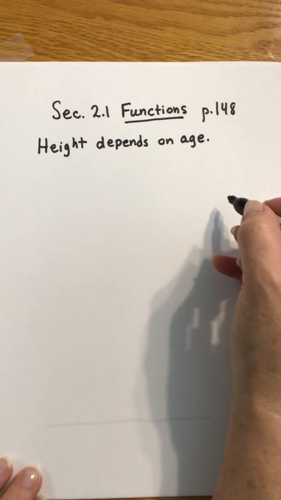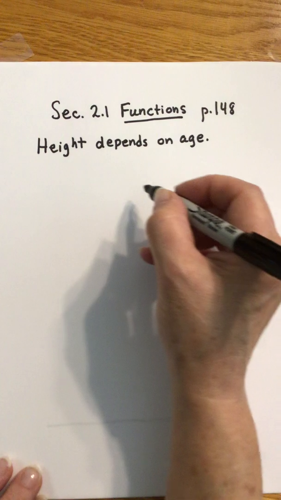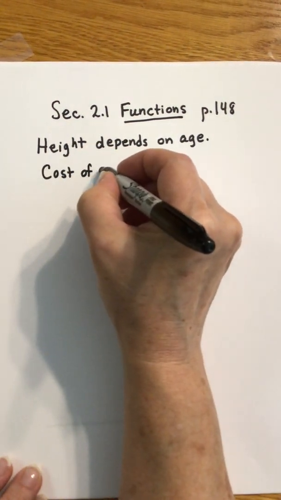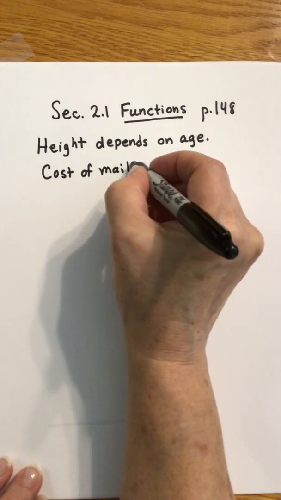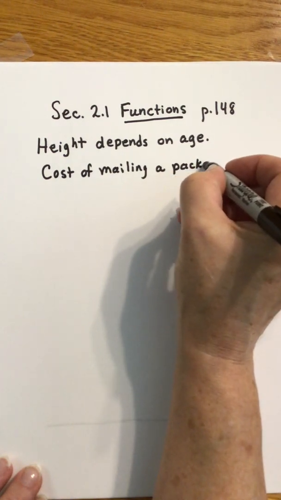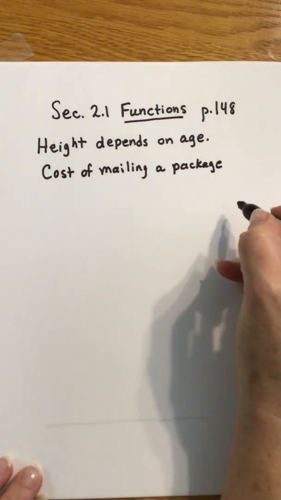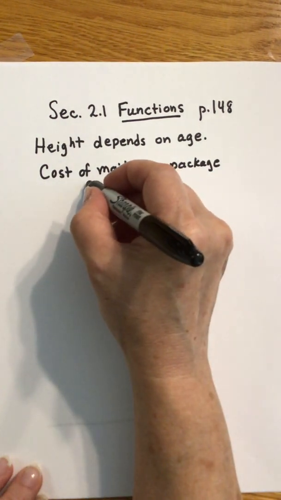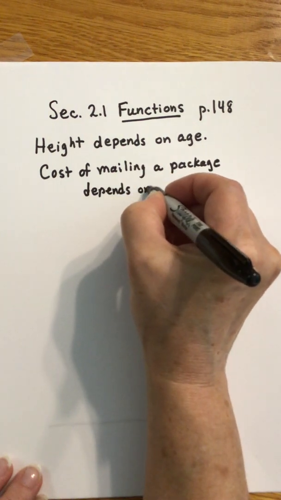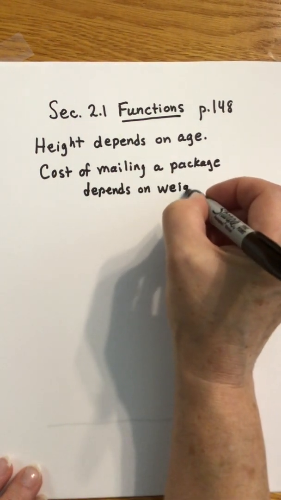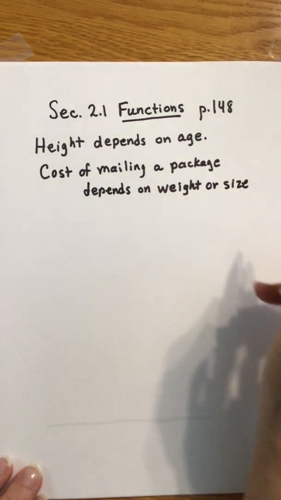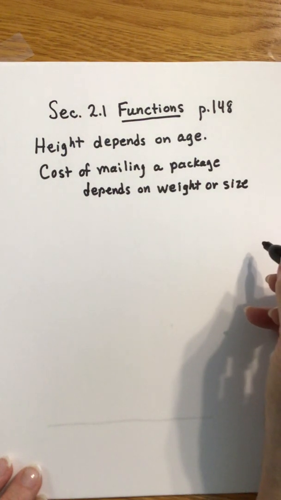Another example would be if I'm going to the post office to mail a package, the cost of mailing a package depends upon the weight of the package or the size. So again, those are two things that depend upon each other.